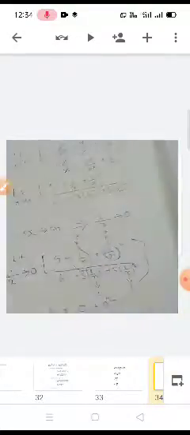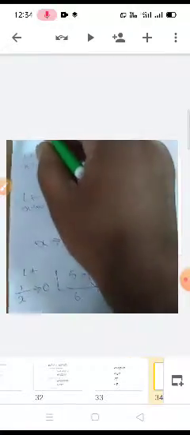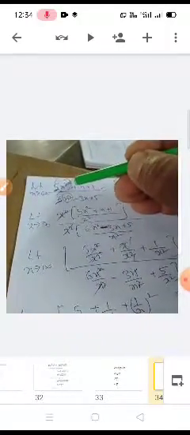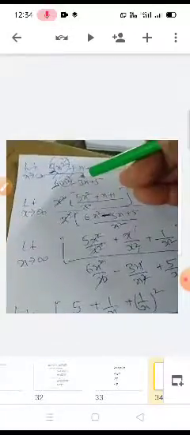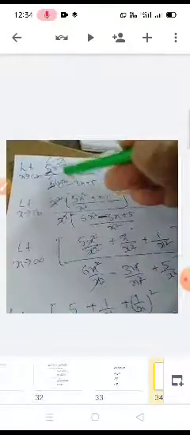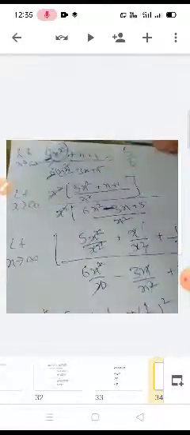See the second problem. Limit x tends to infinity. Here the numerator degree is 2 and the denominator degree is 2. When the degrees are equal, the highest degree coefficients are the answer. The answer is 5 by 6.